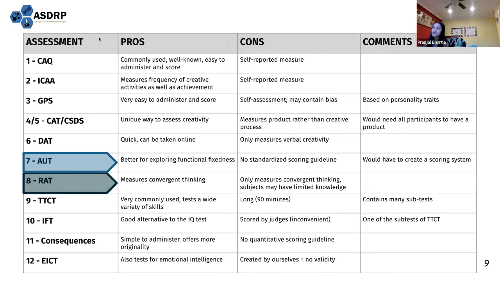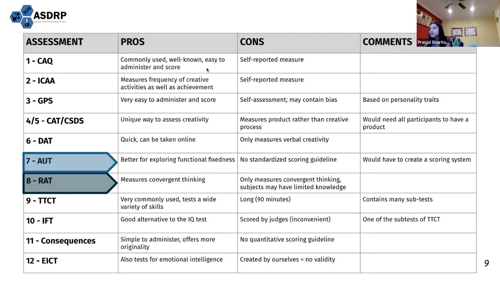The next 2 tests are the CAT and CSDS. These were the ones where you measure the creativity of a product, like a poem or a picture. The good thing about these tests is that it's a very unique way to assess creativity, and it's one of those tests where experts tend to agree on what is more creative and what is less creative.